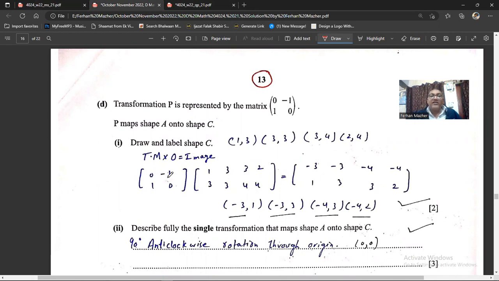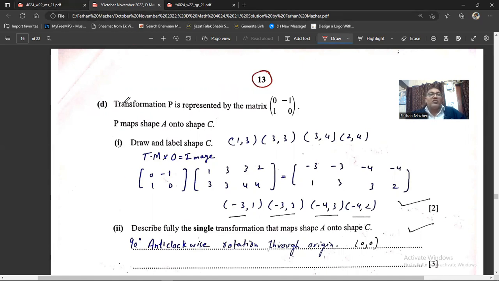When you multiply, you take a row from here and a column from here. The first row will multiply with the first column, then with the second column, then the third column, then the fourth column, then the second row will multiply with the first column, second column, then third column, then fourth column. So their answers will be written here. So you will get minus 3, minus 3, minus 4, minus 4, 1, 3, 3, 2. So the coordinates of the image will be minus 3, 1, minus 3, 3, minus 4, 3, minus 4, 2.